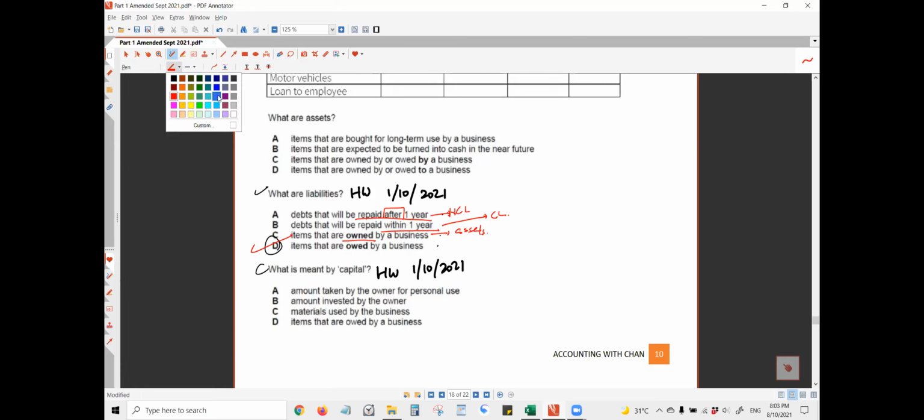I know A and B are also liabilities, but they want the general meaning of liabilities only, the single word liabilities, not NCL, not CL. That's why the answer is D. Capital is the amount invested by the owner. Simple, and the rest are not relevant. Items that are owed by a business, this is talking about liabilities.